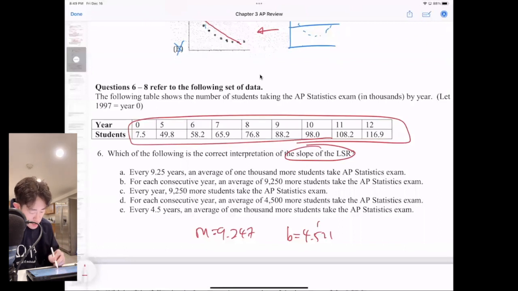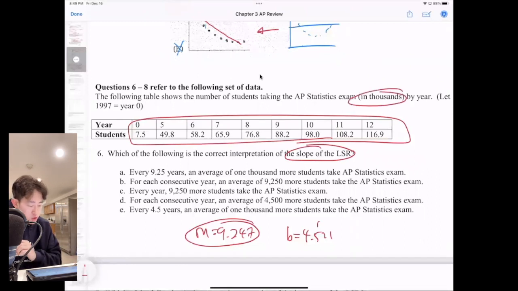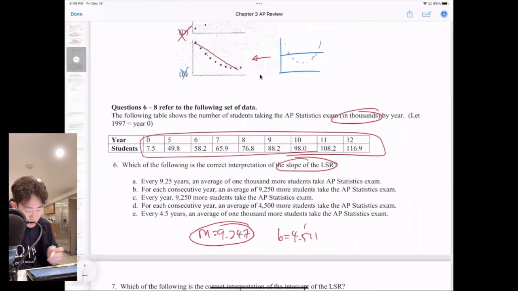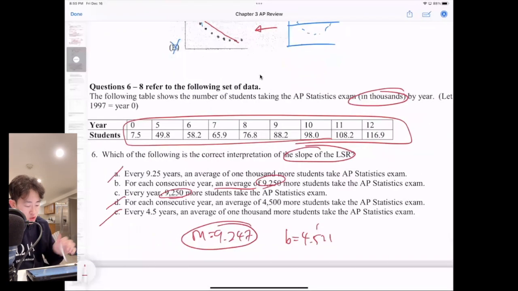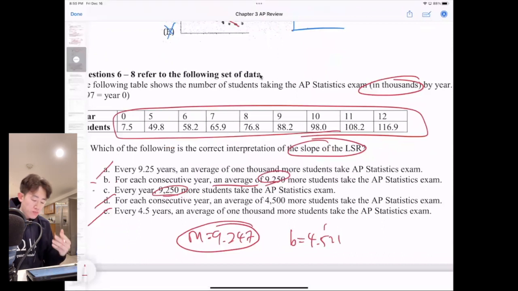Now with those two pieces of info, they want us to correctly interpret the slope. The slope here is about 9,250 or so, because it's in thousands of students. I think the only answers that really give me that are B and C, and the rest are going to be garbage answers this time. So for each year, 9,250 more students, or an average of 9,250 more students. That is really the main difference between B and C.